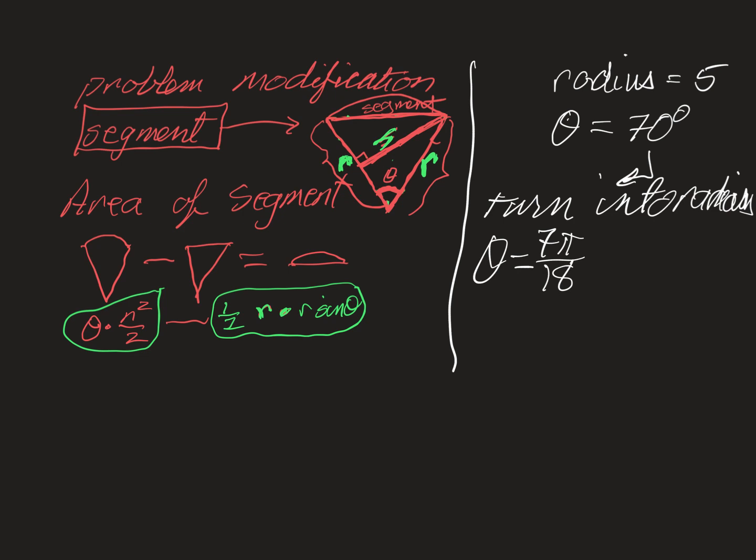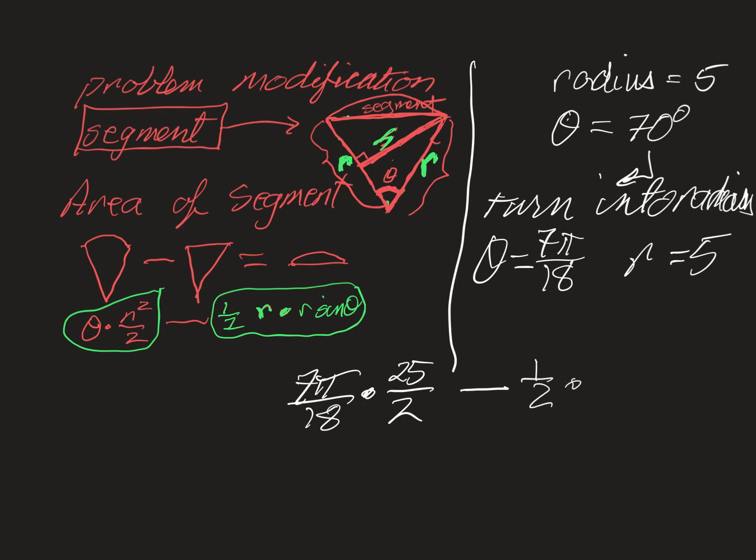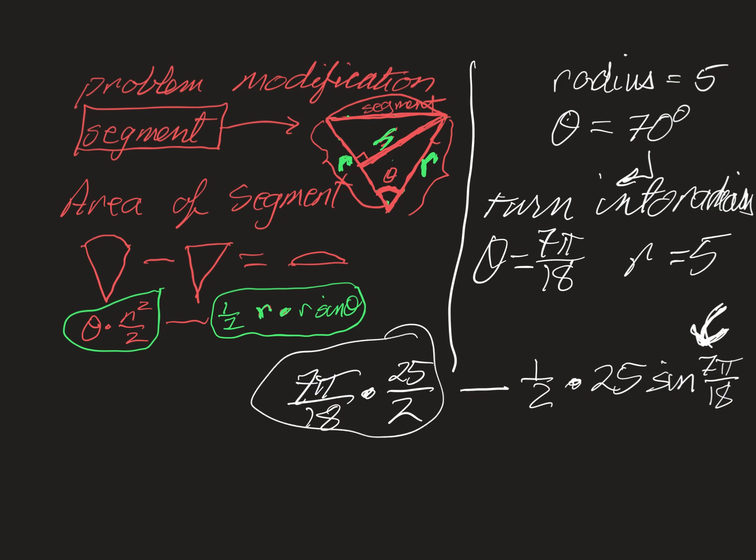So now we have theta, and now we have r equals 5. So all we have to do is plug these in to what we just found. So if we take 7 pi over 18 times r squared, which is 25 over 2, okay? And if we subtract 1/2 times r squared, which is 25, times the sine of 7 pi over 18. Now, this, of course, is in radians, so that's why you got to make sure your mode's in radians. It's for this kind of problem. Well, anyway, I can punch this out and figure this out on a calculator. I can just type these in and calculate it. So I'm going to let you calculate on your own.